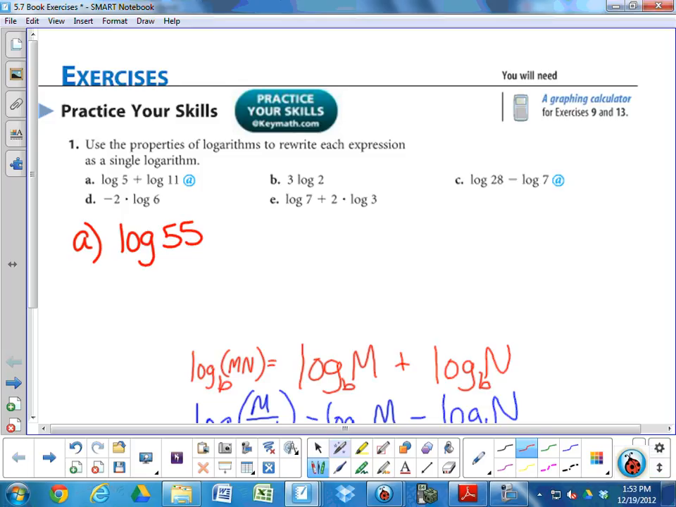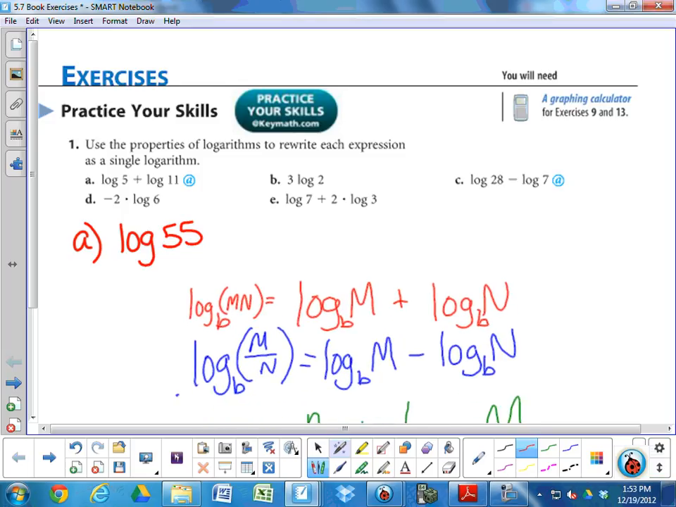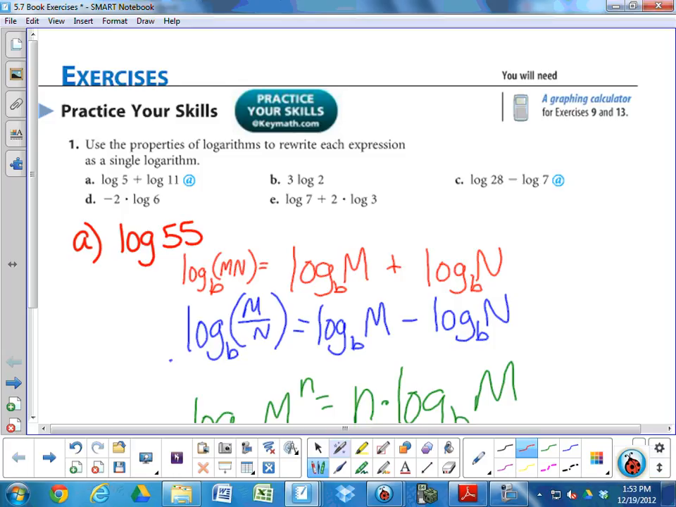In B, I'm going to write in green because it goes with the green rule at the bottom. B, we can rewrite 3 times log 2 as what? Log of 2 to the 3rd power, which is log, what's 2 cubed? 8. So what I want you to do is check it. First type in 3 times log 2, then type in log 8. Should be the same answer.